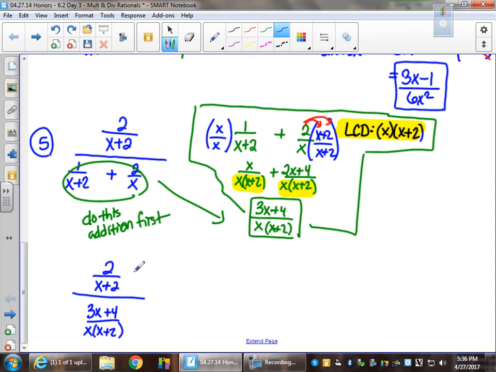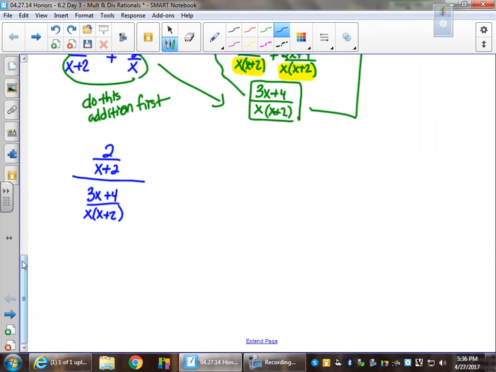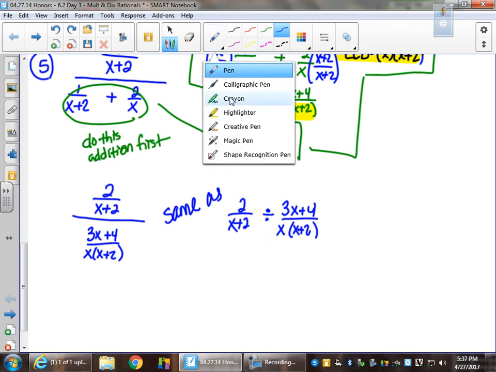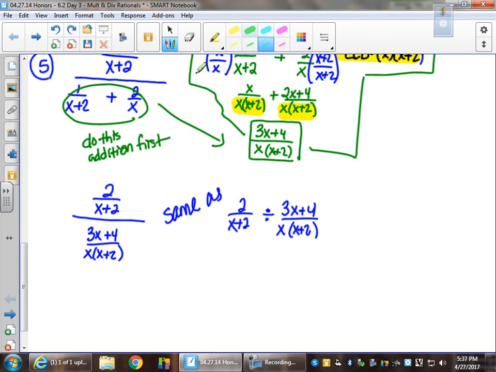Now, as crazy as this notation looks, I want to show you something. Listen to what I said out loud. So, same as 2 divided by x plus 2, divided by, in other words, divided by 3x plus 4 divided by x times x plus 2. These notations are the exact same. Remember from way back when, this division bar and this division sign mean the same thing.